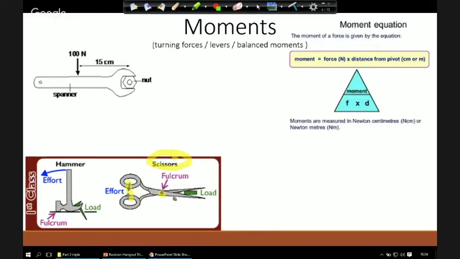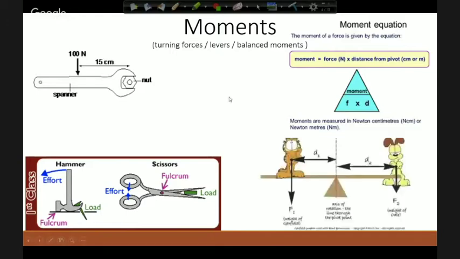You may have noticed when using scissors that the closer to the pivot, the easier it is to cut through things. So if you're cutting through card, you'll be putting that nice and close to the pivot, or the fulcrum. Similarly with hammers. If you were to try and pull out a nail with your fingers, nigh on impossible. But because you're applying your force with your hand at the far end of the hammer, there's a large perpendicular distance away from the pivot, which is down here. So you're going to be able to apply a much larger turning force to the load.